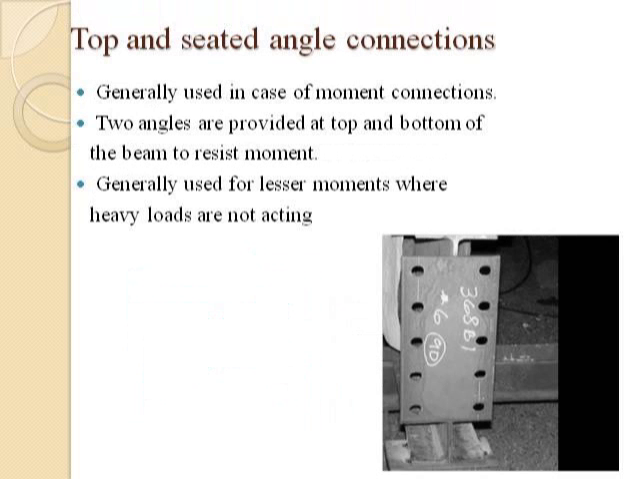Then next we have top and seated angle connections. These are generally used in case of movement connections. Double angle and single angle we can generally use for shear, and top and seated angle connections we will use in case of movement. So two angles are provided at the top and bottom of the beam to resist movements. Generally these are used for lesser movement where heavy loads are not acting. So top and seated connection we'll use where we have very little movement.